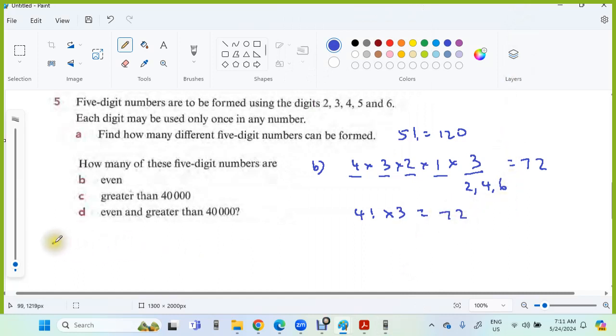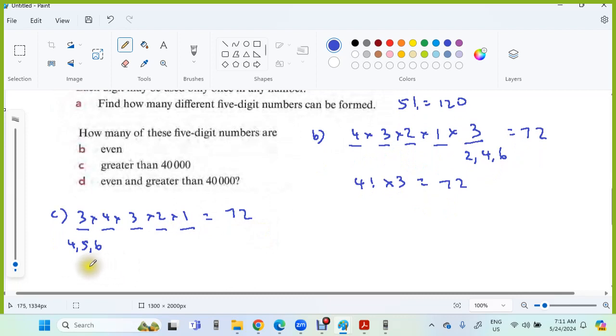And C, we want to have a number greater than 40,000. So greater than 40,000, it can start with 4 or 5 or 6. So 3, 4, 3, 2, 1. So it is 72. So I can also say it is 3 times 4 factorial. Then it is 72. And D, even and greater than 40,000.